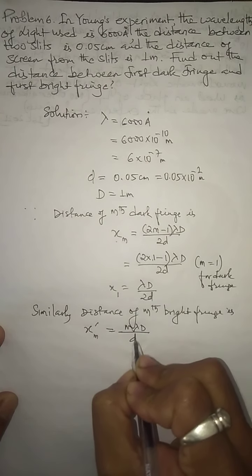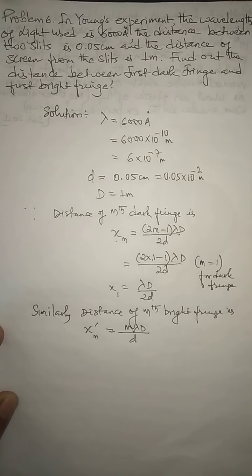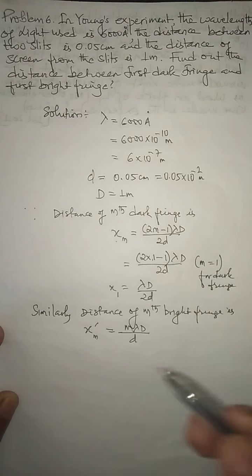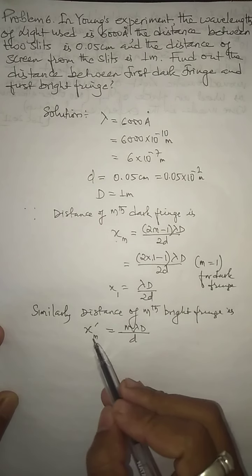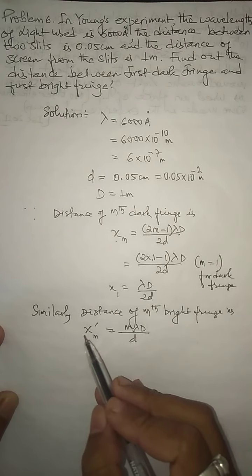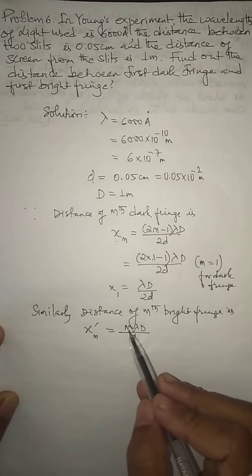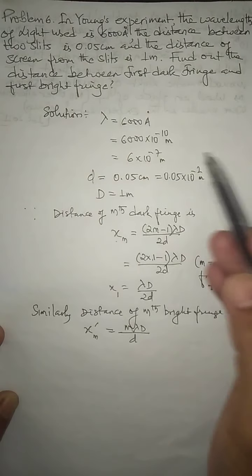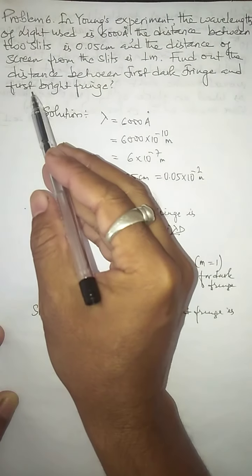So there is a formula for bright rings, to find the mth bright ring. Especially this distance is from the center of the rings, it is xm dash. Let me just mark dash. So xm dash equals m lambda D by d. But we have to find for what? Which bright ring?